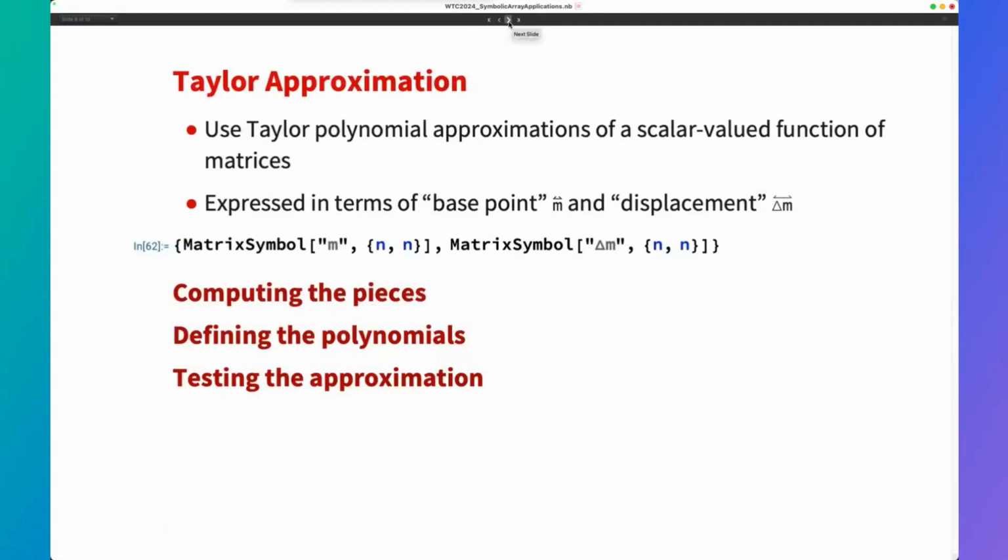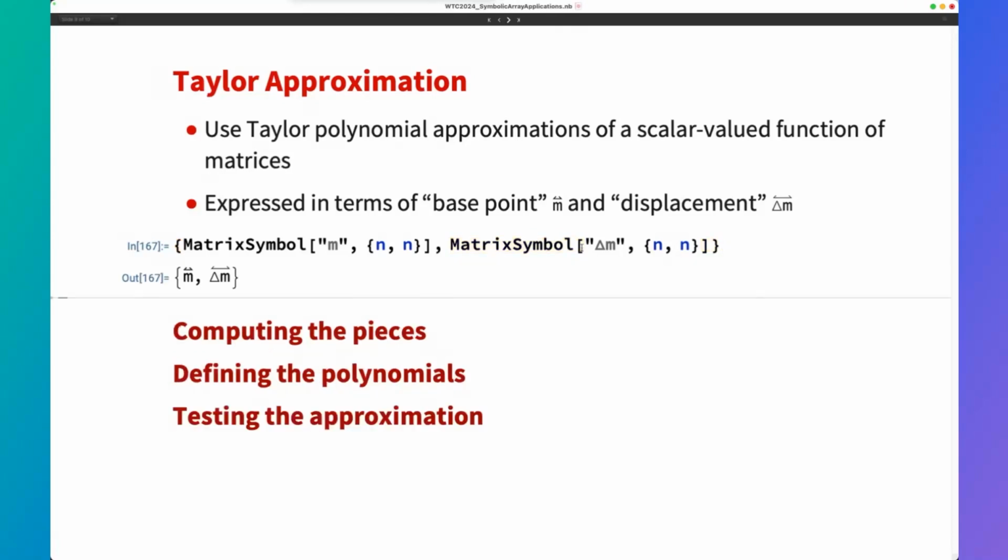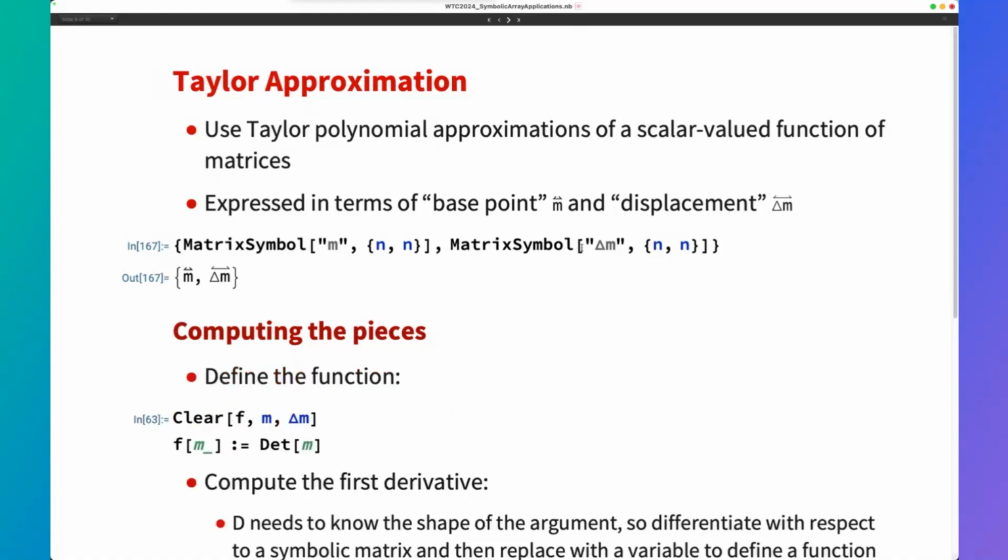That's good. Taylor approximation. We're going to use Taylor approximation to approximate a scalar value function of matrices. And these are going to be expressed in terms of a base point m and a displacement delta m. And I'm just going to create these two matrices right here, which I will then use. All right, so the first piece is really quite simple. You want to define a function. So there's f of m. I picked a simple function, determinant of m.